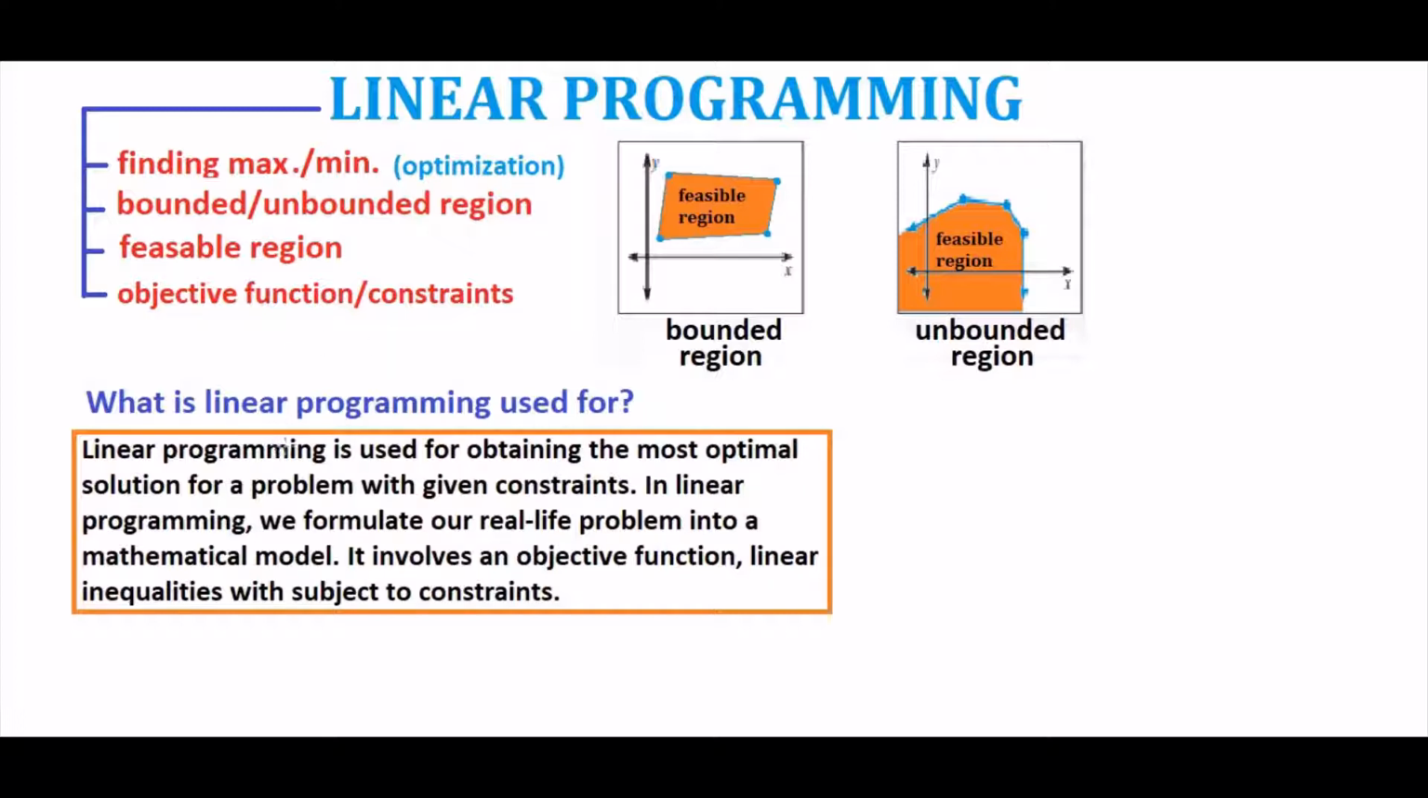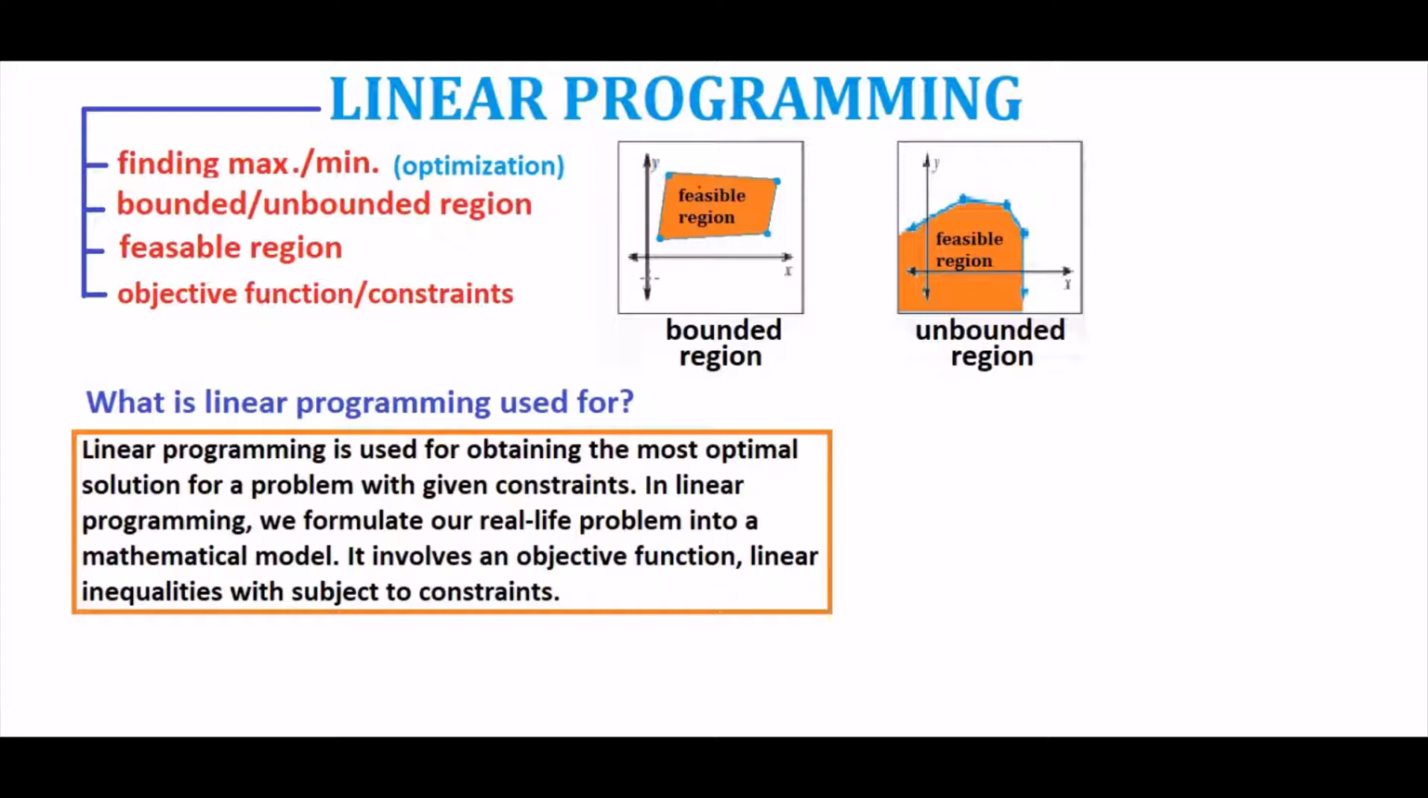What is linear programming used for? Linear programming is used for obtaining the most optimal solution for a problem with given constraints. So we need an objective function and constraints. We can formulate our real-life problem into a mathematical model, and using linear programming we can solve it by optimization.